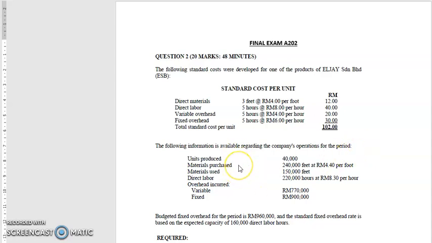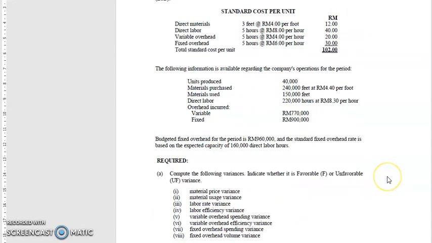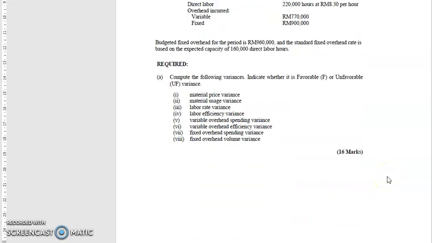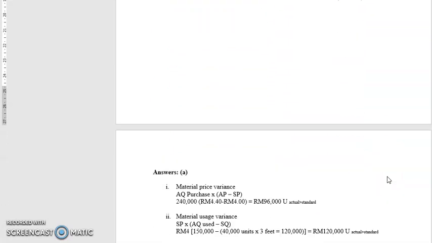Units produced, material purchased, material used, direct labor, overhead incurred, variable and fixed. Budgeted fixed overhead for the period is RM960,000, and the standard fixed overhead rate is based on the expected capacity of 160,000 direct labor hours. So the requirement you have to calculate.